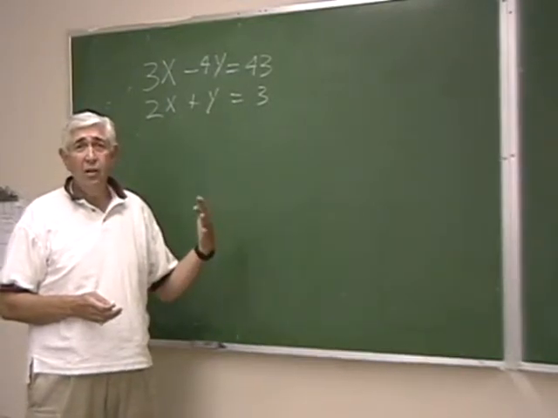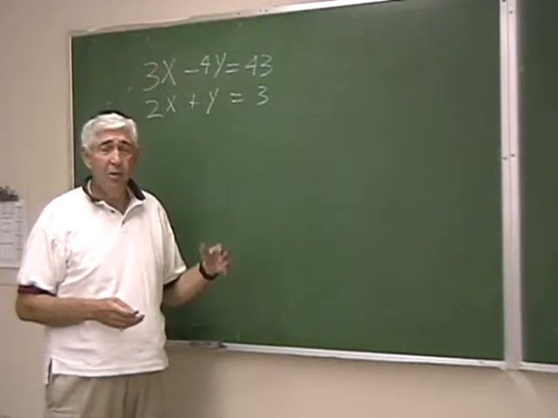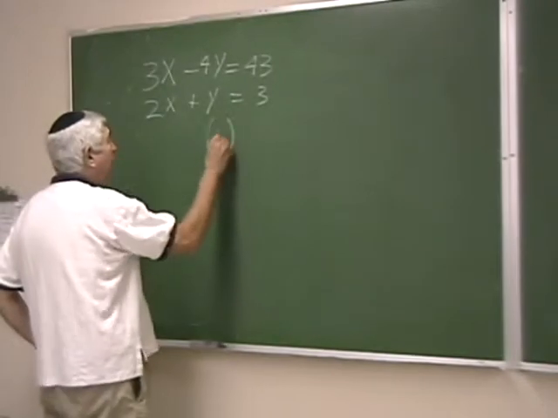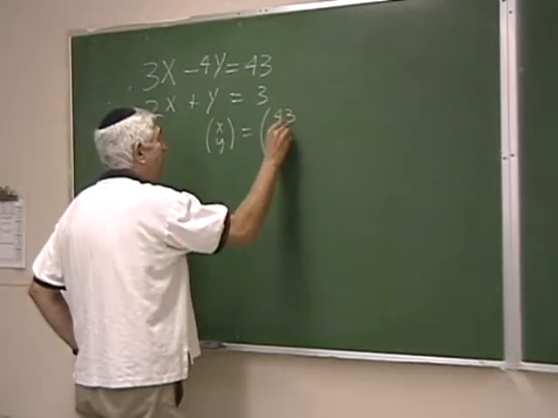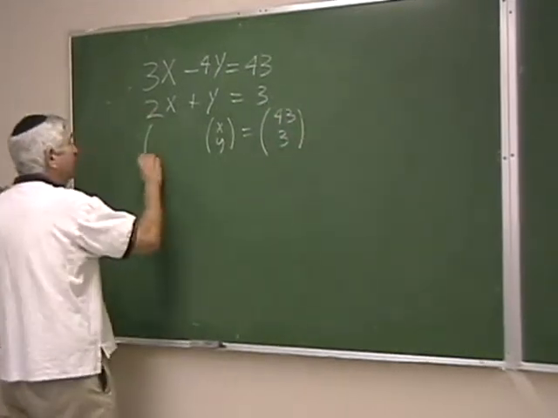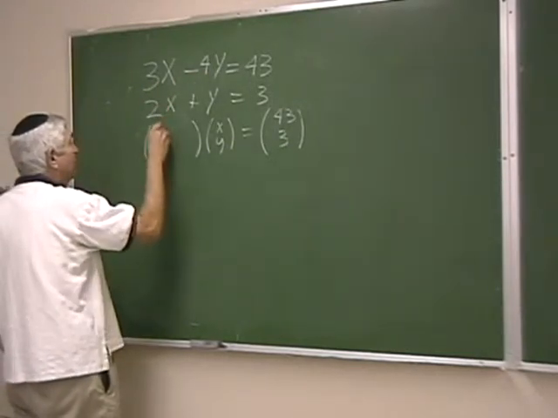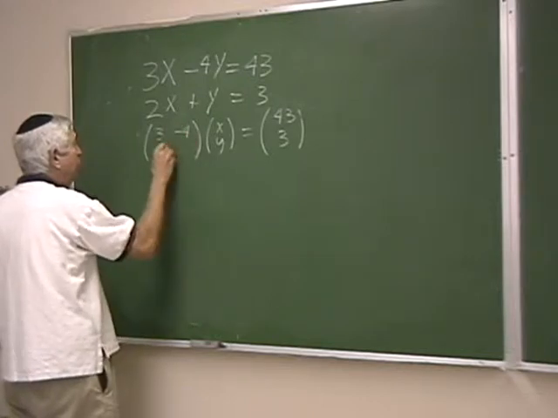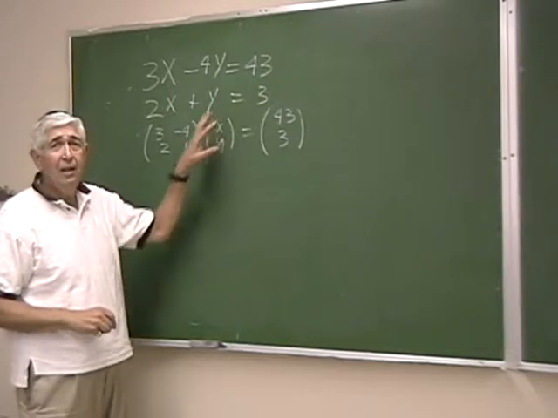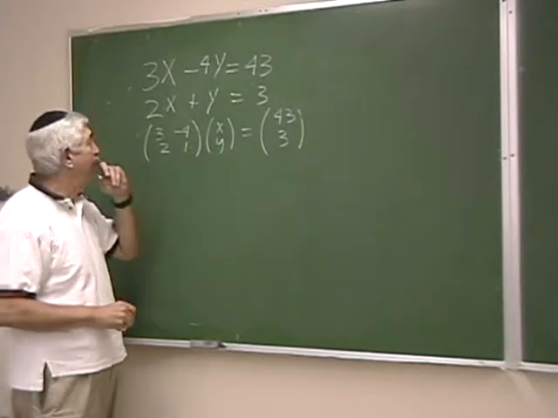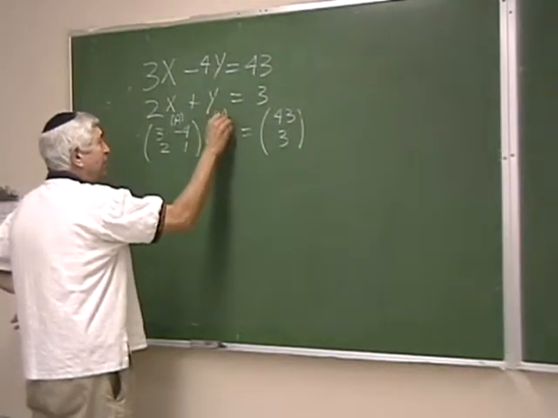The unknowns are x and y. And what I'm going to do now is turn these equations into matrix equations. The unknowns are x and y. The solution is 43 and 3. And the coefficient matrix is 3, minus 4, 2, and 1. So these are linear equations, and these are matrix equations.